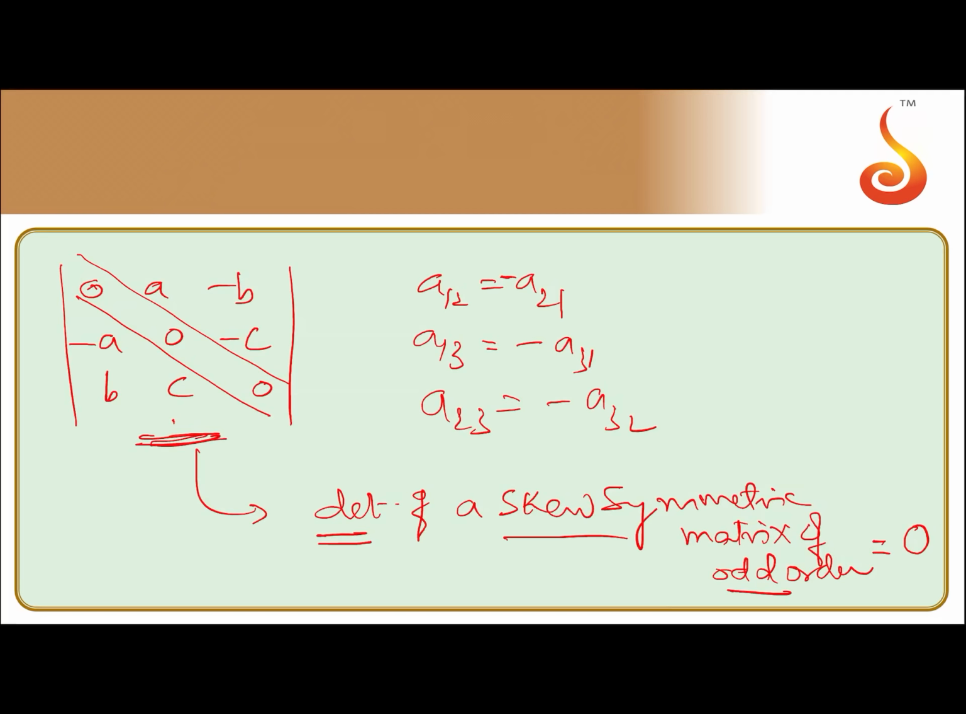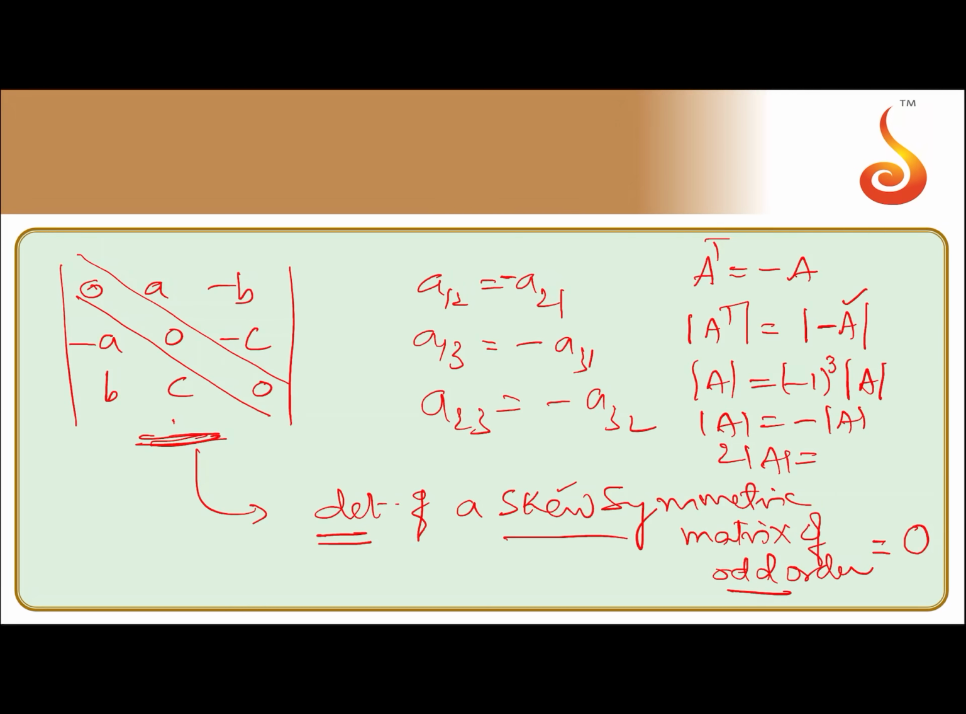I can also take it up like this. A skew symmetric matrix means if A is a skew symmetric matrix, then A transpose is equal to minus A. Then determinant of A transpose is equal to determinant of minus A. But we know the determinant of A transpose is the same as determinant A. And this is a matrix of order 3, so minus 1 to the power of 3 multiplied by det A. So det A is equal to minus det A, and 2 times det A equals 0, which implies determinant of A is equal to 0. That's a proof. So the determinant of a skew symmetric matrix of odd order will definitely be zero.